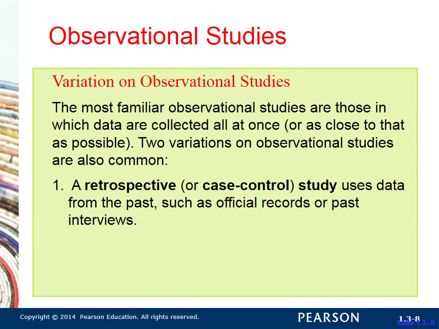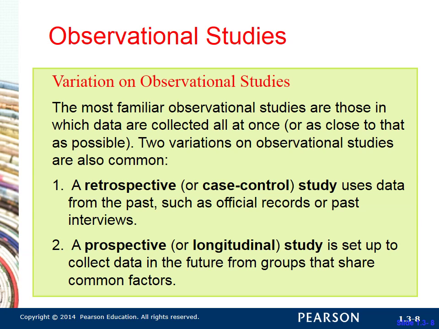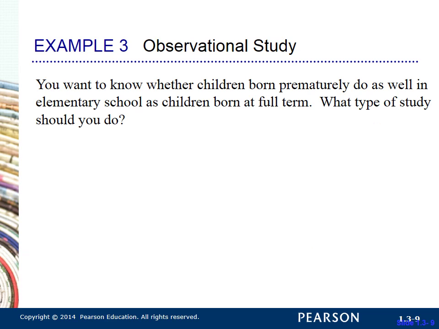All right, so two variations on observational studies can also be done. A retrospective study, you just pull up data from the past, like when you go look up official records in the Office of Records, etc. That's retrospective or case control from the past, retro. A prospective study or longitudinal one is going up into the future from groups that share common factors. So types of observational studies, you can either observe what happened in the past, that's retrospective, or prepare to observe what's coming in the future, a prospective.